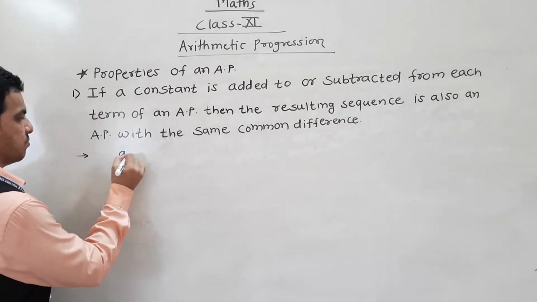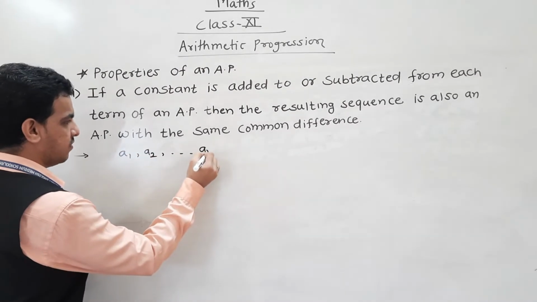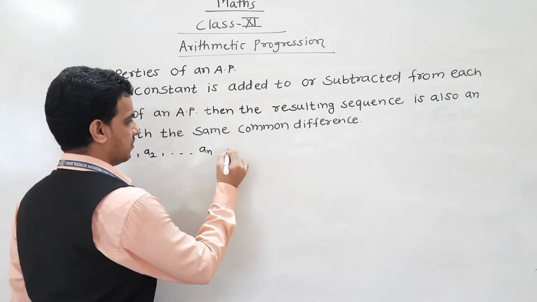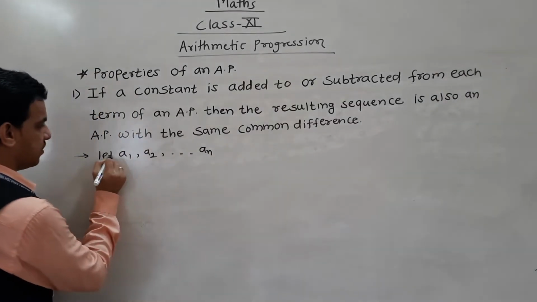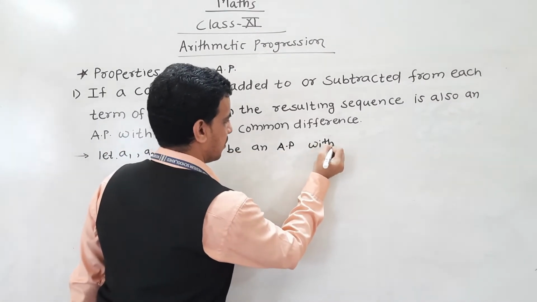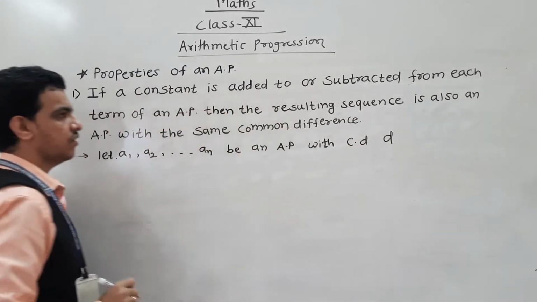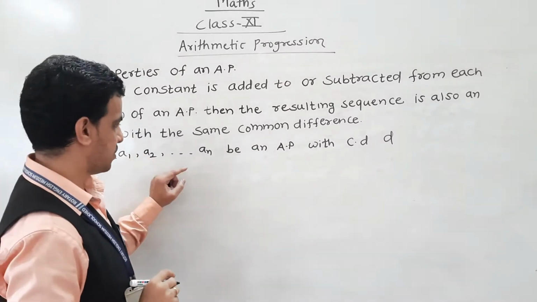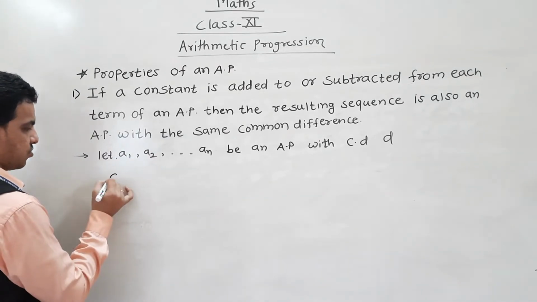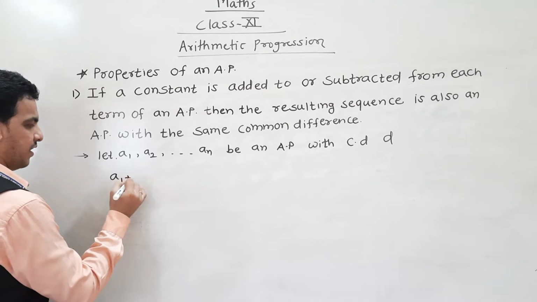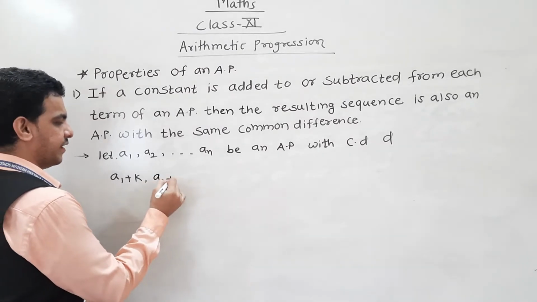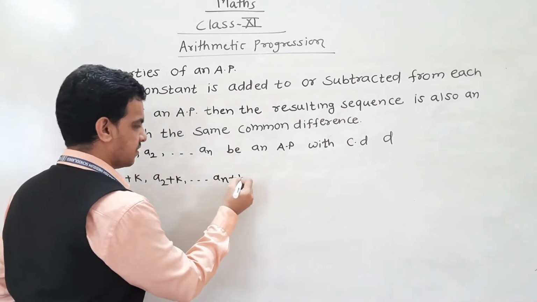Suppose A1, A2 up to AN is an AP with common difference D. If we add a constant or subtract a constant from each term of an AP, so suppose we add constant k to each term, that is A1 plus k, A2 plus k, and so on, An plus k.